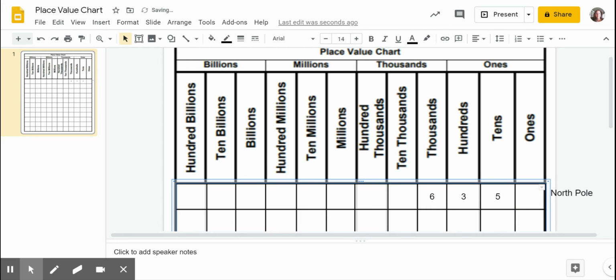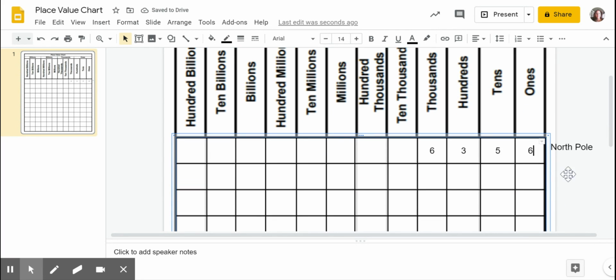6,356. Now in the second row, let's label the equator's distance. And that distance is 6,378. So we will put each digit in its place for that number.